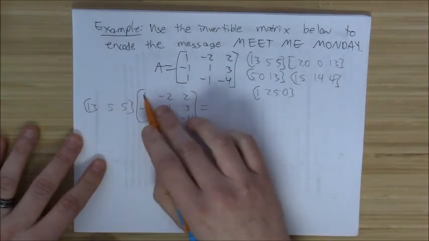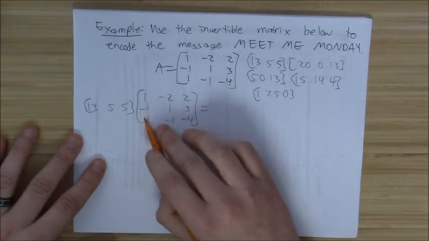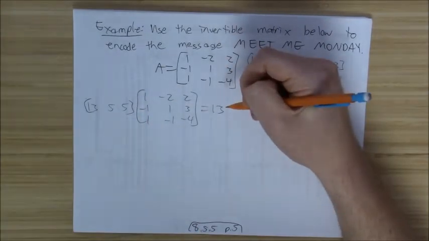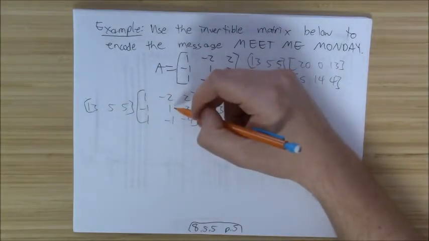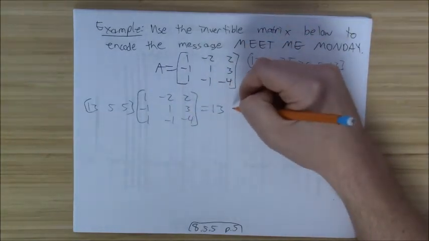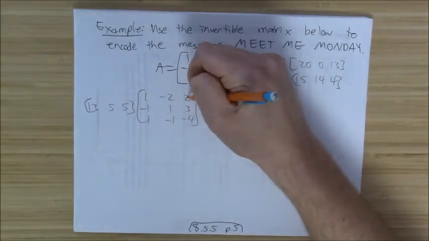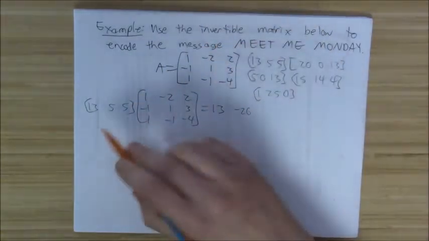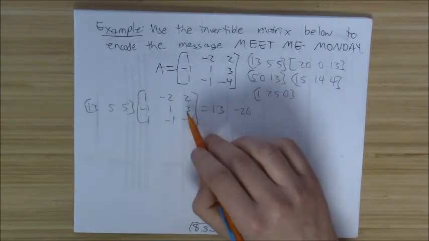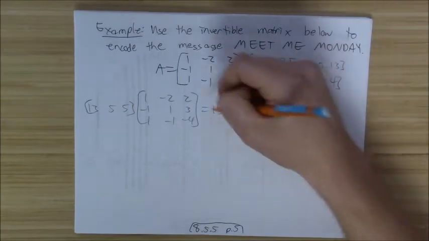Going through, we end up with 13 minus 5, which is 8, plus 5. Those cancel out, so you just get 13 again. Similarly, here you'll get negative 26 plus 5 minus 5, which ends up giving us negative 26. And then here you would have 26 plus 15 minus 20, which will end up giving you 21.